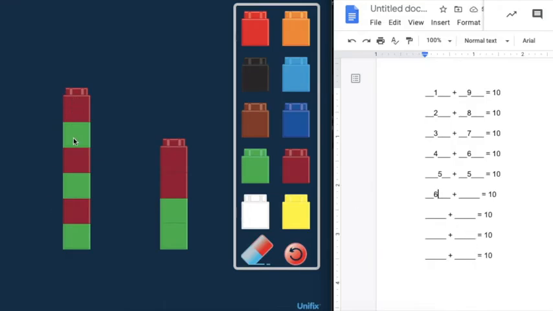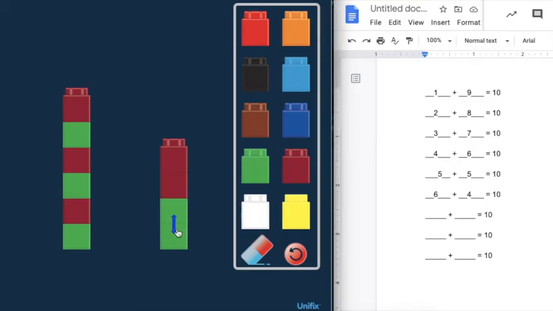Does that match? 1, 2, 3, 4, 5, 6. And what would come next vertically here? 9, 8, 7, 6, 5, 4. Does that match? 1, 2, 3, 4. 6 plus 4 equals 10. 4 plus 6 equals 10. Same.